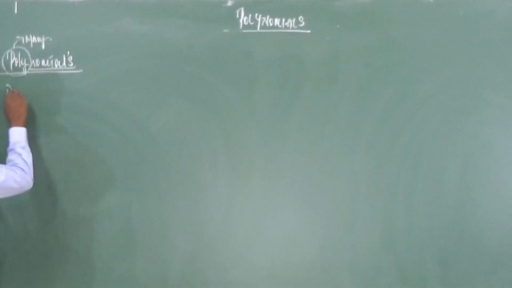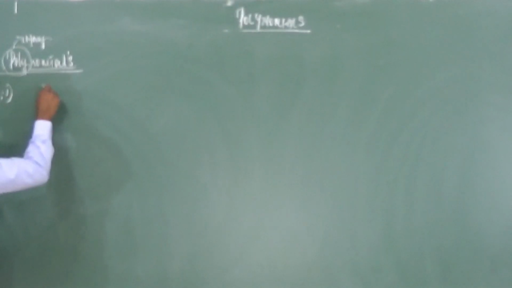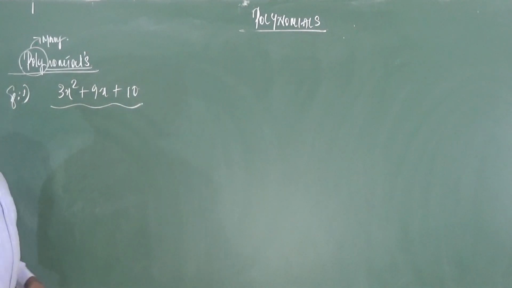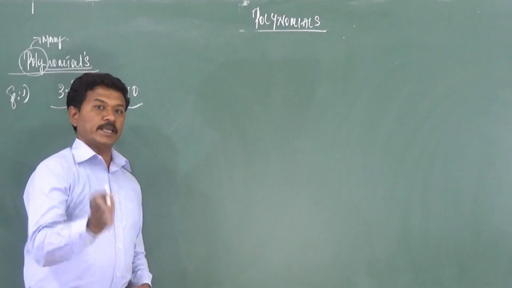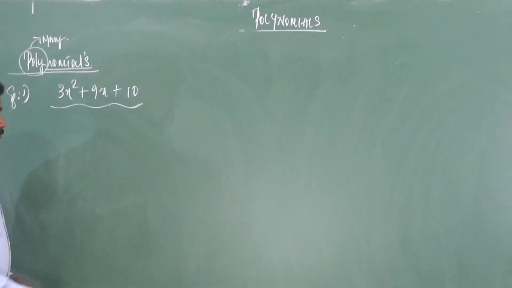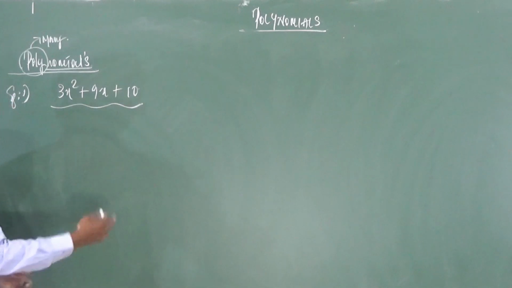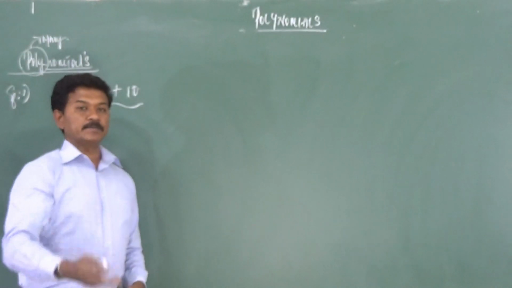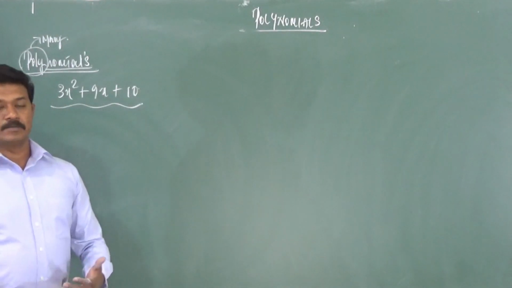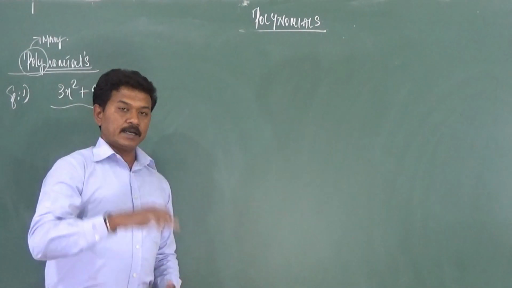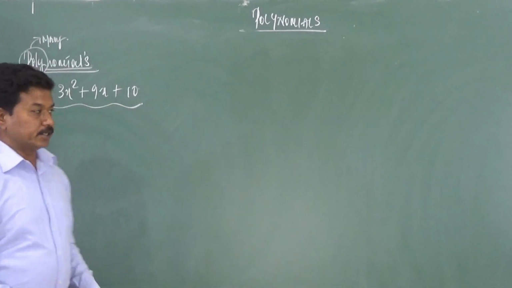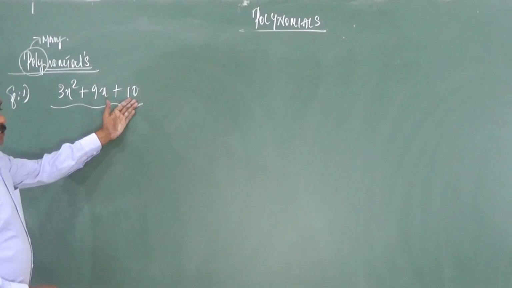We will go with example 1: 3x square plus 9x plus 10. This is an algebraic expression, and I announce that it is also a polynomial. What are the conditions for a mathematical statement to become an algebraic expression? If 2 or more algebraic terms are connected by plus or minus sign, along with division and multiplication signs, then it is called an algebraic expression. There are 3 algebraic terms here, connected by plus sign, therefore it is an algebraic expression.